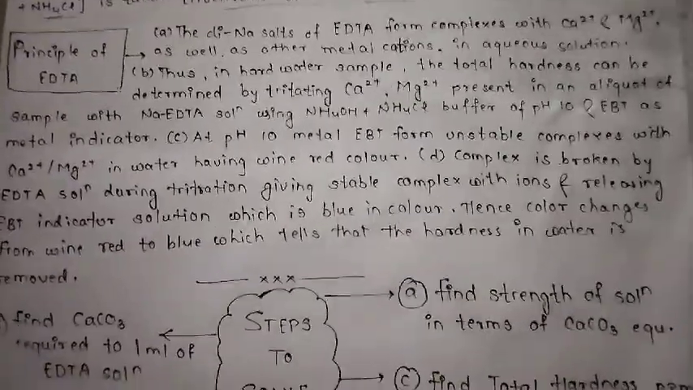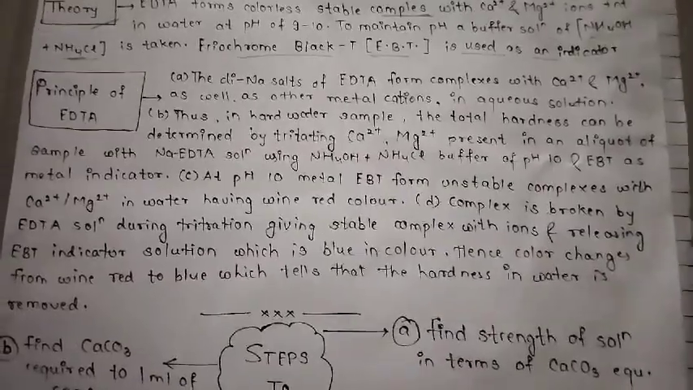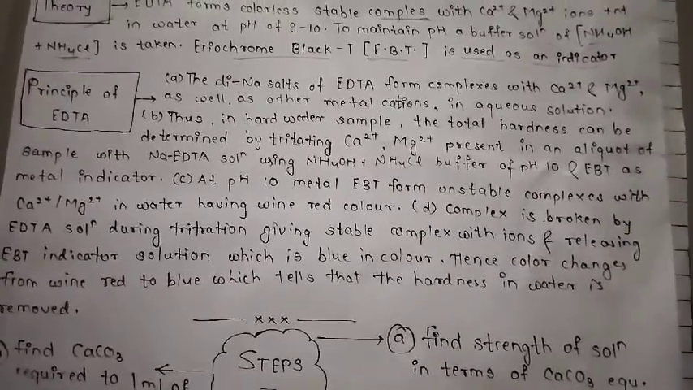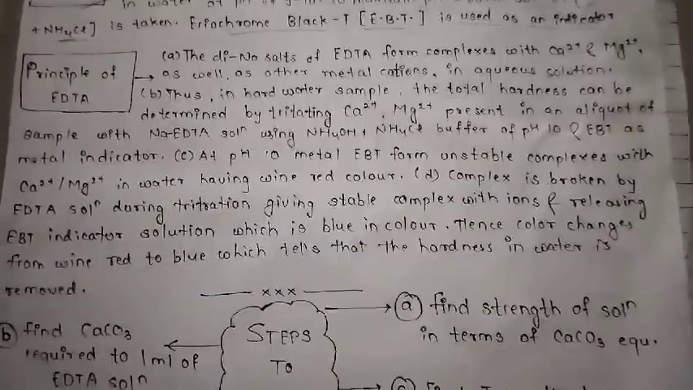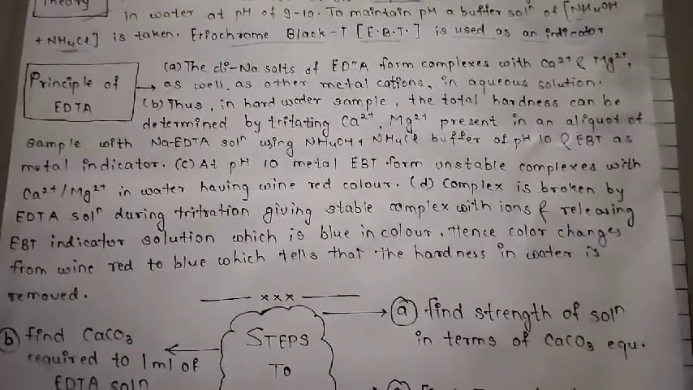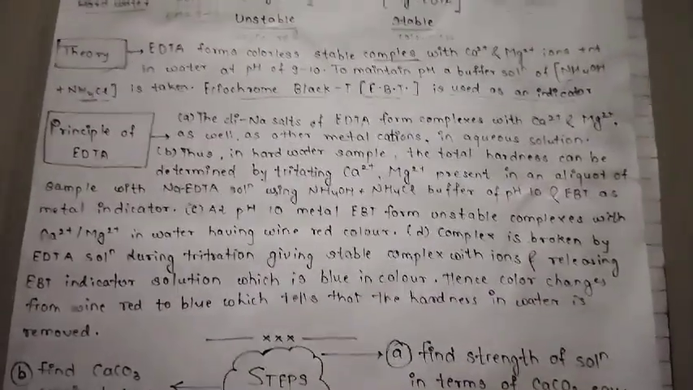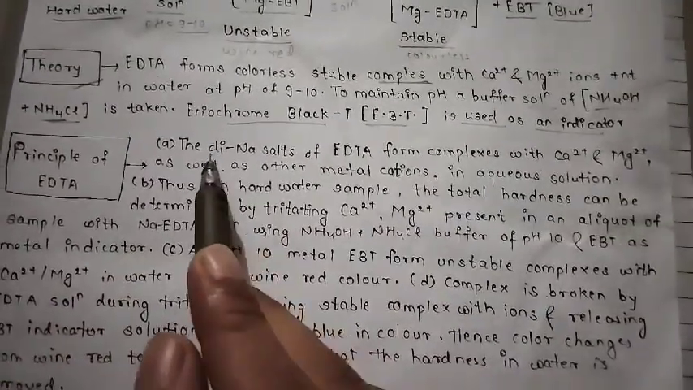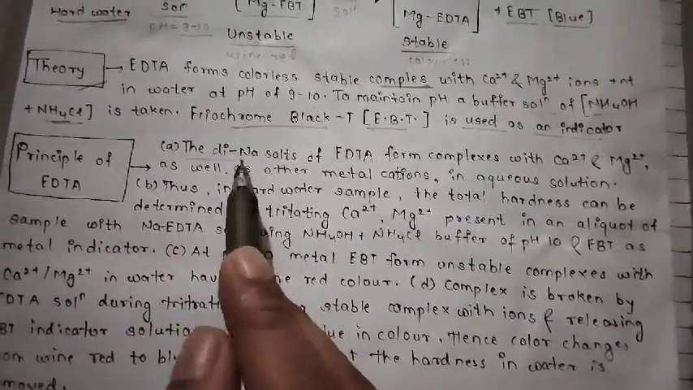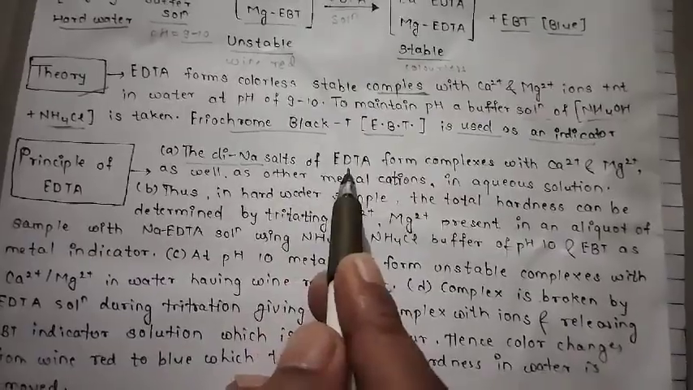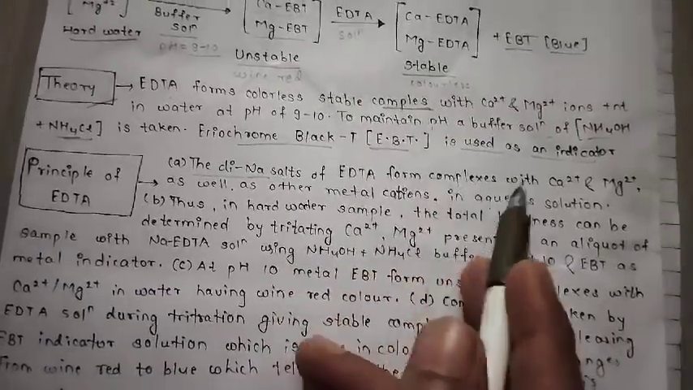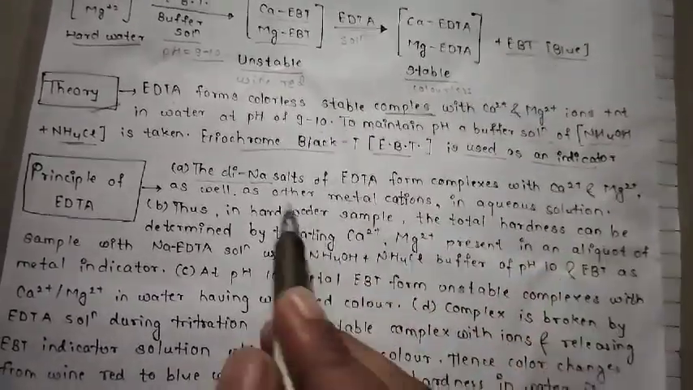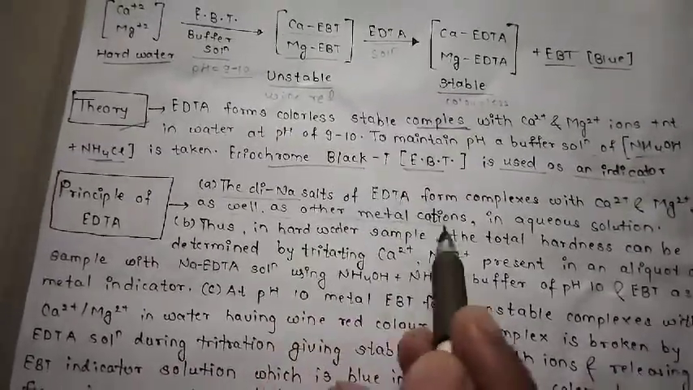Now guys, you have to write the principle, as it is very important because principle is asked for 2 to 3 marks in theory exams. So what is the principle of EDTA? The principle is as follows: the disodium salts of EDTA form complex with Ca2+ and Mg2+ as well as other metal cations.